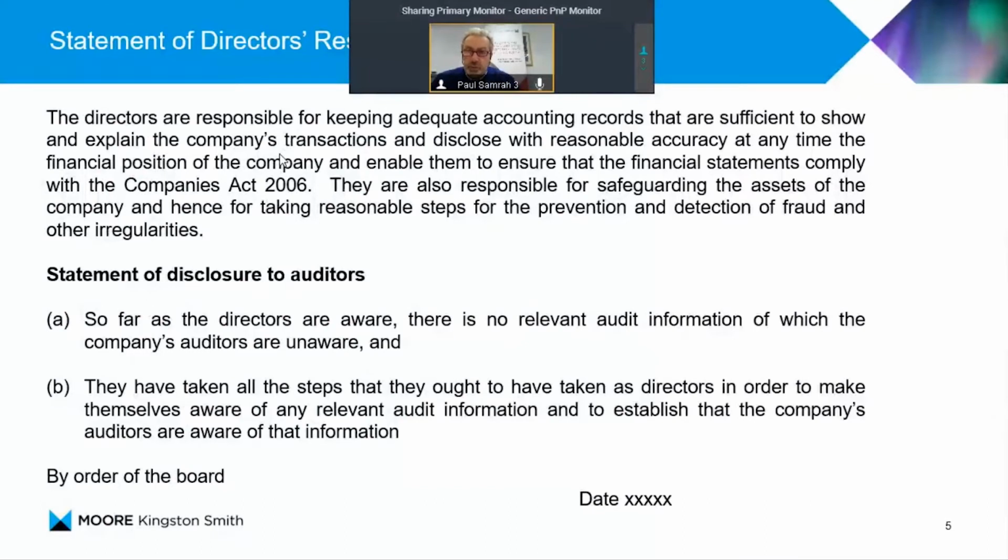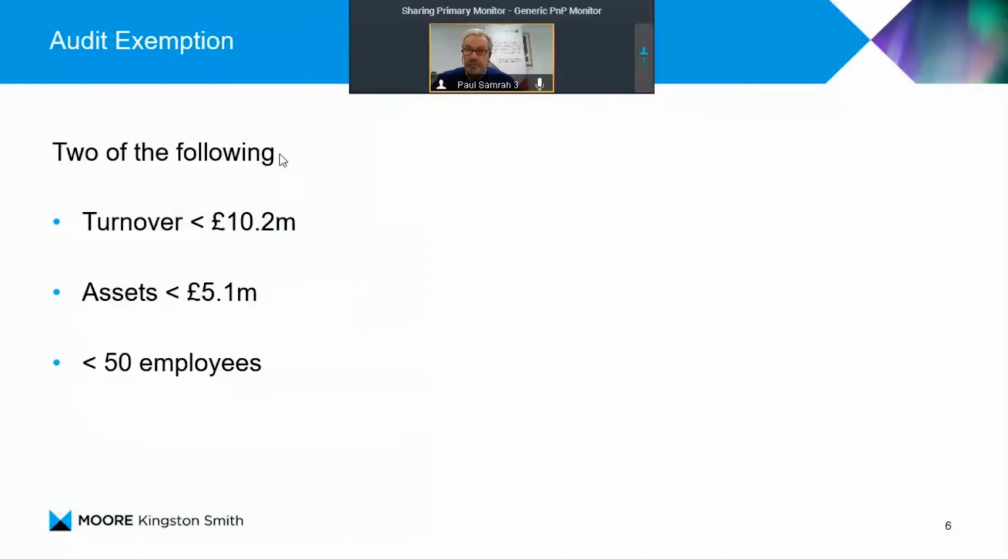Continuing on, the director's responsibilities, the provision of information to the auditors must be full, and they must have disclosed with every effort anything that they might think is relevant to the audit. And they're responsible for safeguarding the assets of the company, and the directors are responsible for taking reasonable steps for the prevention and detection of fraud. And that's part of the director's responsibilities that are included in every set of accounts. And so we come on to audit.